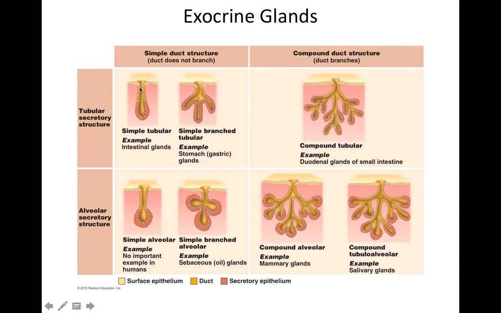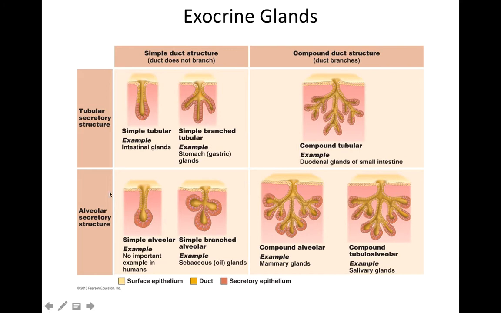So if you only have one non-branching duct, then you're going to be classified as simple. If you have multiple branching ducts, you're going to be compound. So simple versus compound has to do with the structure of the duct. The secretory component, the red cells, can either be what's called tubular, in which case they are somewhat tubular in shape, or alveolar, where they're more rounded. Alveolar is also known as acinar. So that is another term for something that's kind of rounded like that.